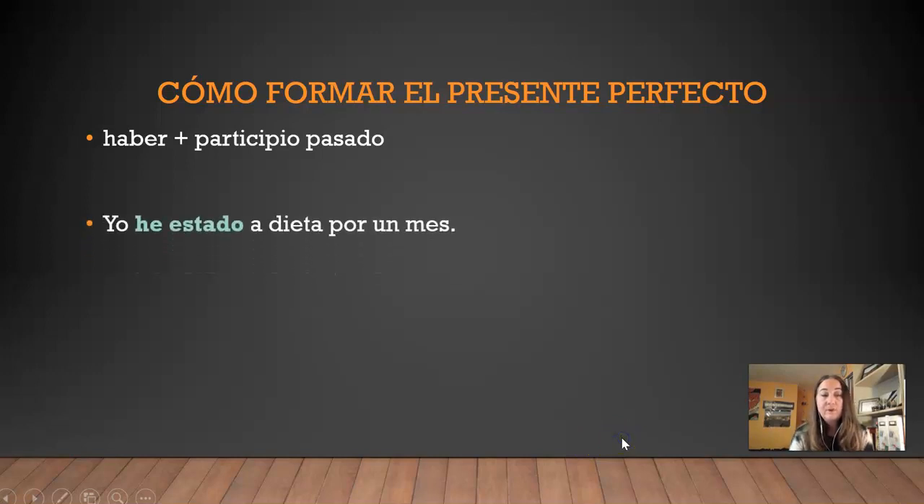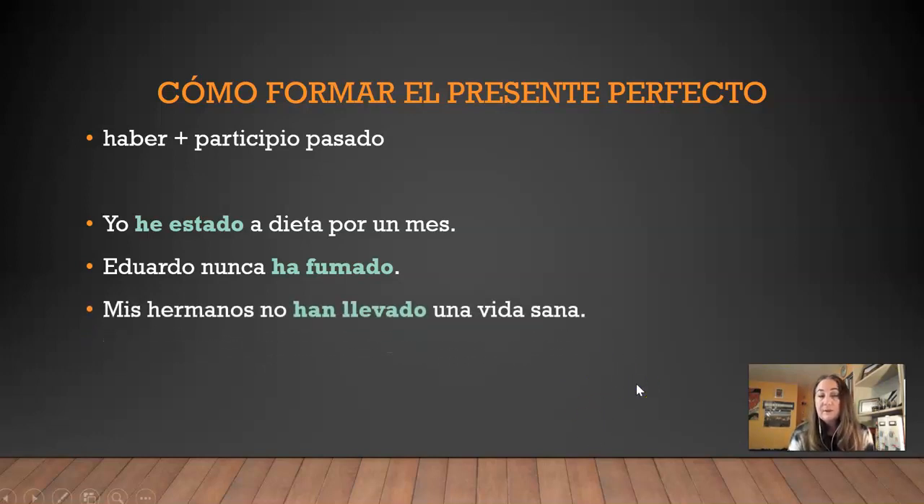Por ejemplo, yo he estado a dieta por un mes. Eduardo nunca ha fumado. Just want to take a moment to point something out in this example. Eduardo has never smoked. In English, we would put the word never in between has and smoked. We can split the present perfect. In Spanish, we can't do that. The form of haber and the past participle always stay together. We don't split them. So if we use a word like nunca or siempre, it'll go before the present perfect, before the form of haber.